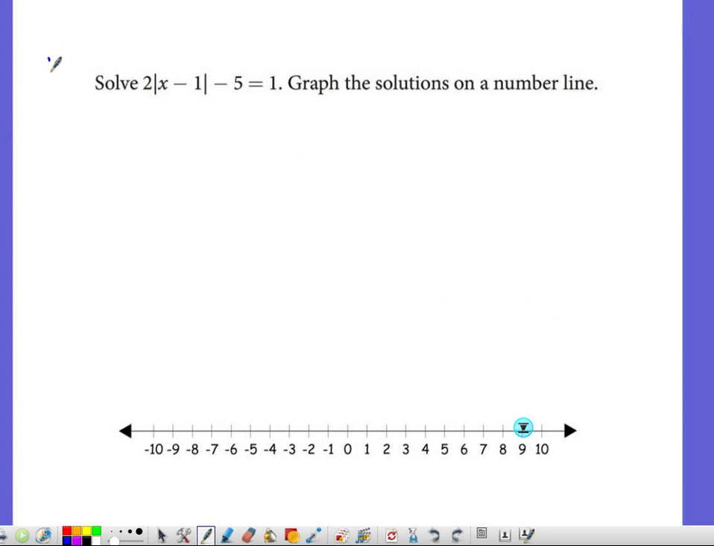So, step 1. We want to isolate the absolute value expression. Very specifically, I want to get whatever's inside the absolute value, this absolute value expression right here, by itself. Right now, I have this 2 multiplying it, and I have this negative 5 right there. I don't want those there. I want to get rid of them, move them to the other side so that this is by itself. Okay, so what do I need to do?